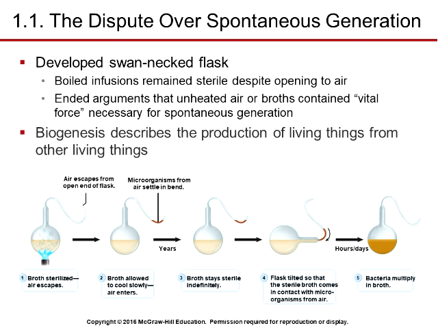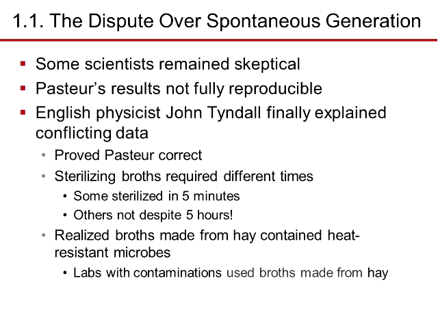And so biogenesis described the production of living things from other living things, which helped to disprove spontaneous generation, which, by the way, was still under dispute even then. So some scientists remained skeptical. Pasteur's results were not fully reproducible, and the English physicist John Tyndall finally explained the conflicting data. He proved that Pasteur was correct.